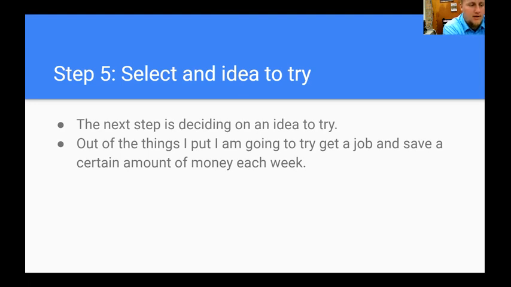So I've said, out of the things I put out, I'm going to try and get a job and save a certain amount of money each week. So each week I get paid, I'm going to put away a certain amount of my paycheck, and I'm going to try that idea to see if I can save enough money to get a new car by June.